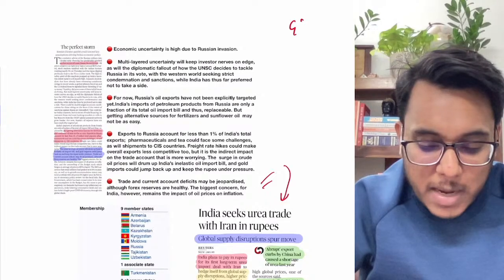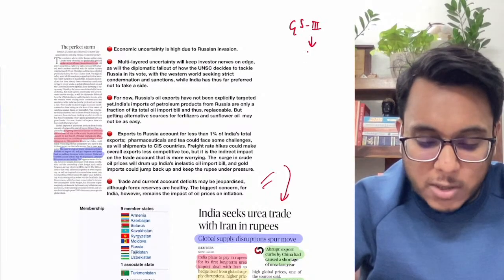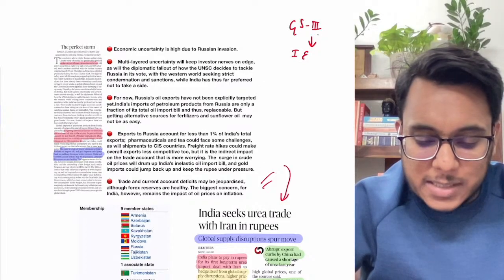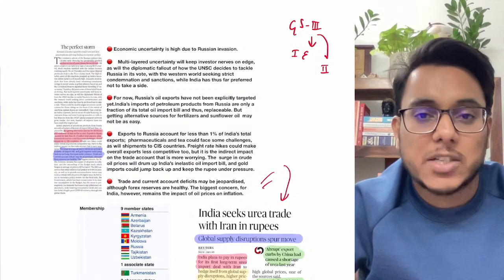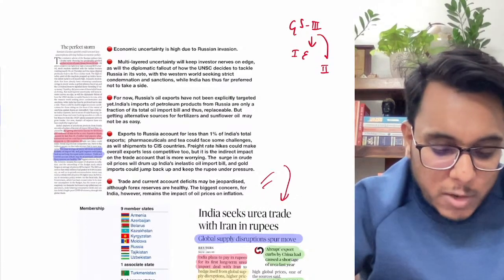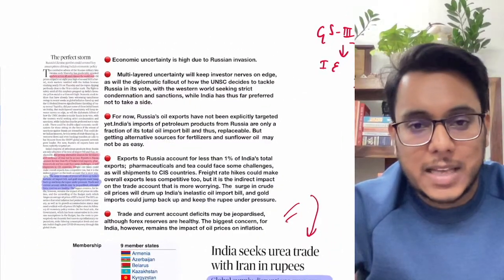So therefore it will be important with respect to GS paper number 3, state of Indian economy, as well as this particular thing can also be seen with respect to GS paper number 2, international affairs.